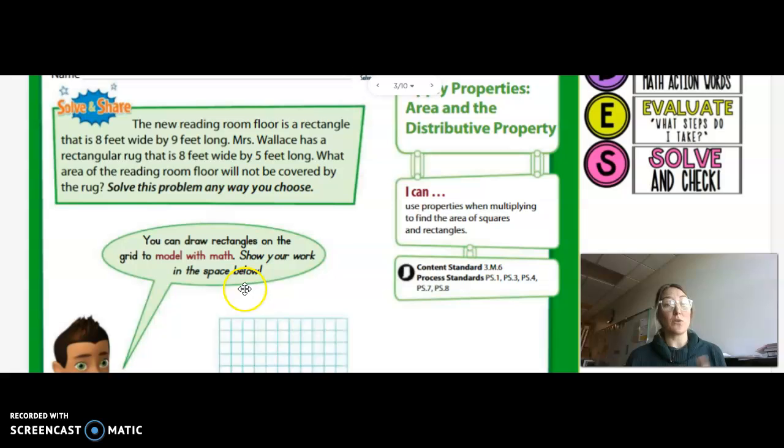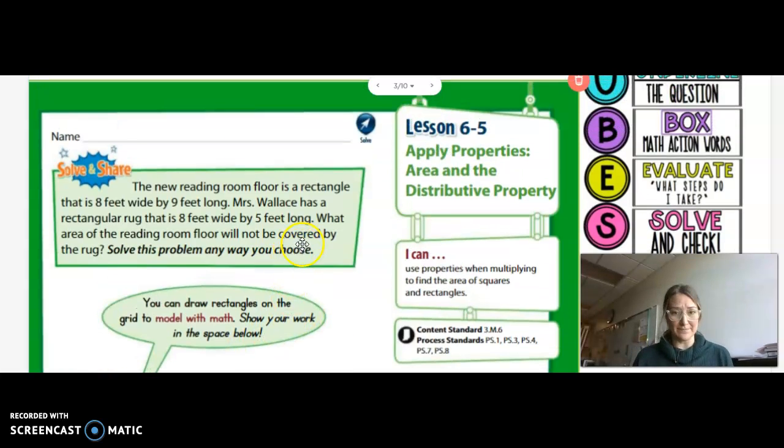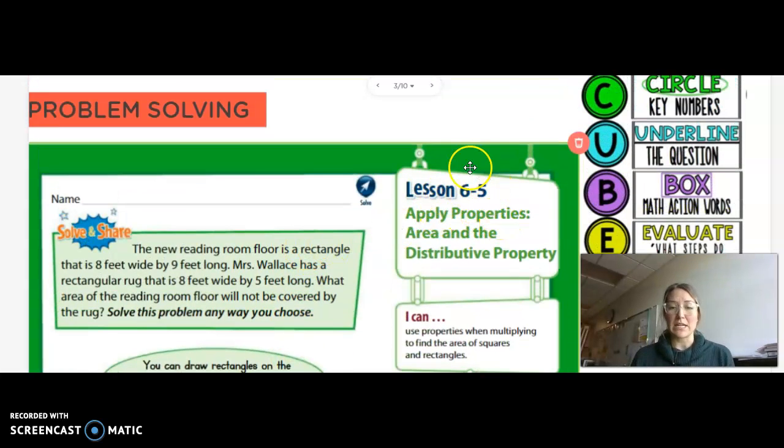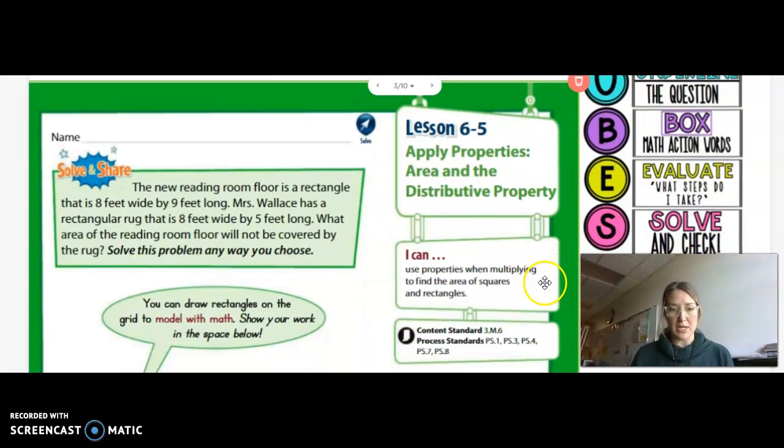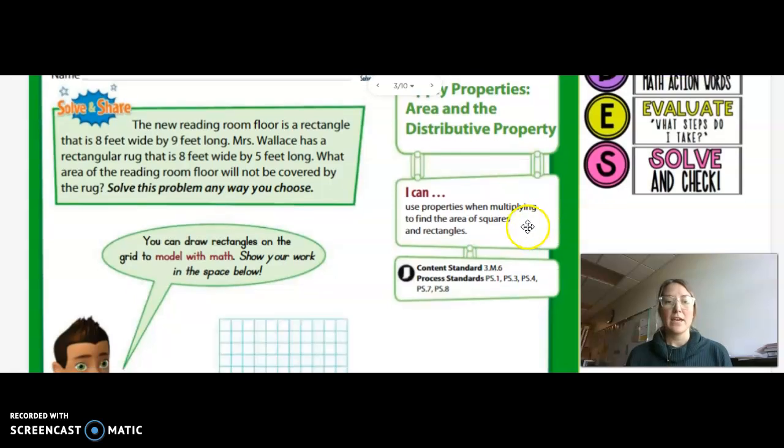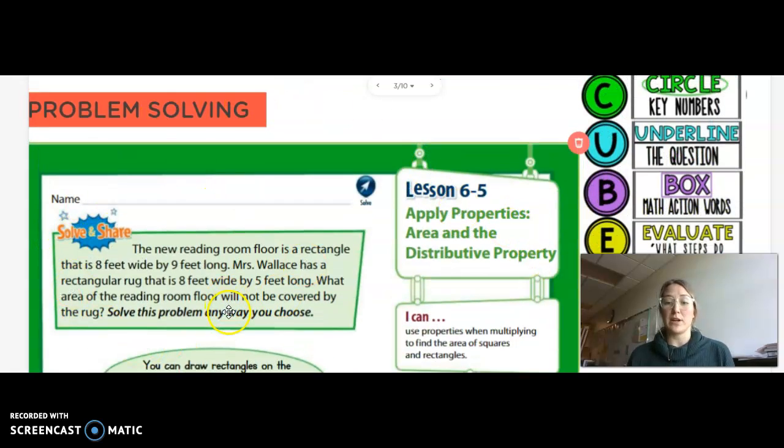Today we are going to be looking at applying properties of area using the distributive property. First, whenever we are answering a problem solving question, we use cubes to help us outline the problem. Today, I'm going to do it a little bit differently than normal, and we are going to do it on this page together instead of me doing it on the Envision page.